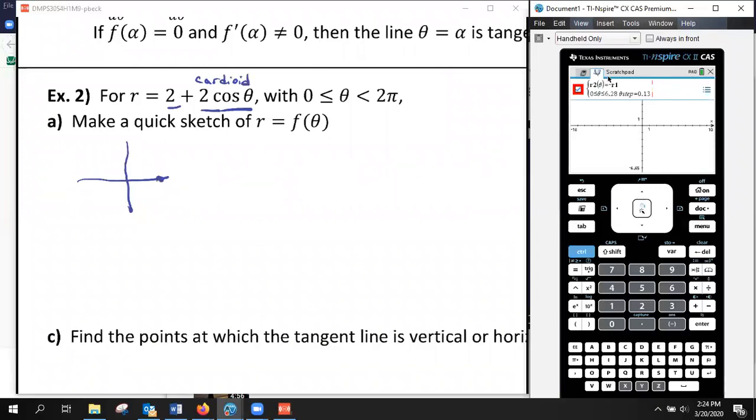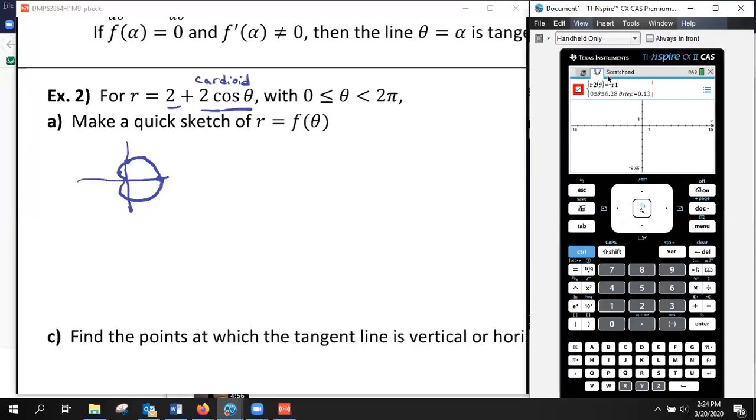So 2 plus 2 is 4. At theta equals pi over 2, we're going to have 2 plus 0. And we'll have 2 plus 1 at the pi over 3, 2 minus 1 at the 2 pi over 3. And this kind of looks like the cardioid that we developed earlier, correct? When a equals b, it is a cardioid.